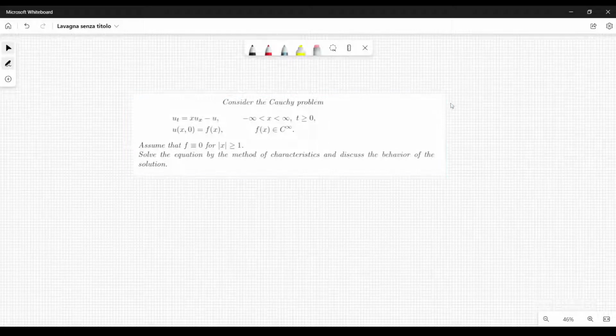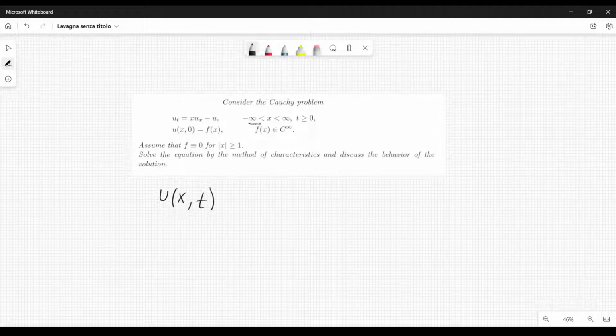Now I want to solve this nonlinear partial differential equation of the first order written like this: u_t, which is the partial derivative of the function u with respect to time, is equal to x times the derivative with respect to x of the function u, minus u. So the function u is a function which depends on the two variables x and t.